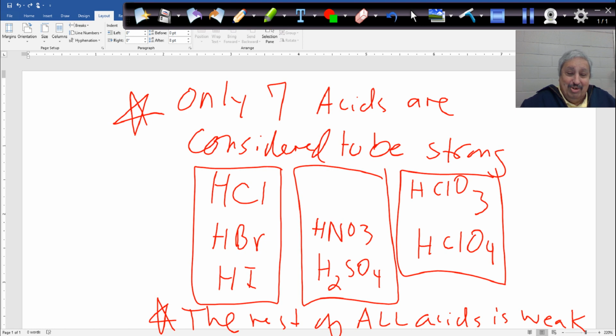But anyway, so those are 7. All the rest are weak. Now we can go and look at their values. You'll be astonished to see how large their values are. So that's the acids. How about the bases?